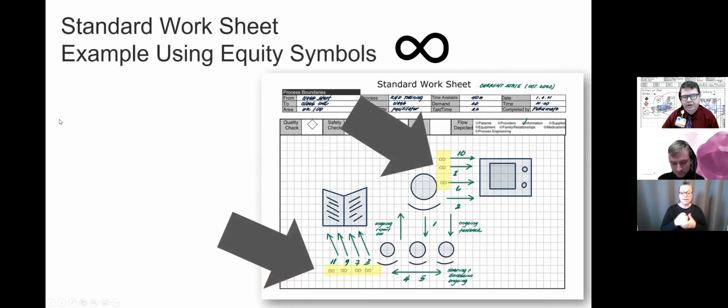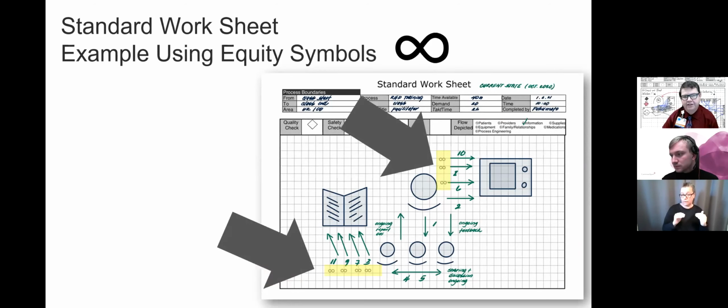Here is a real life, in the wild example of how we might use these symbols in our standard worksheet. This was used on an event in building our Respect for People workshop standard process. The equity symbol, again the infinity sign, is used here, and you can see them highlighted in yellow. And these were placed in areas to depict where the process had potential equity impact.